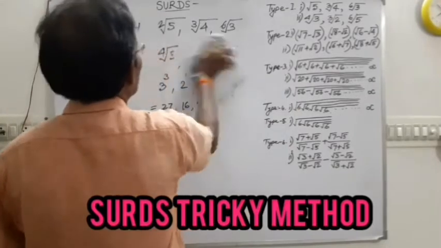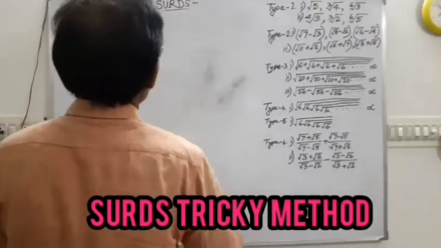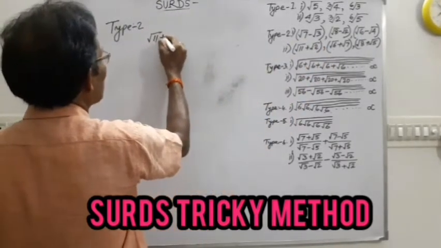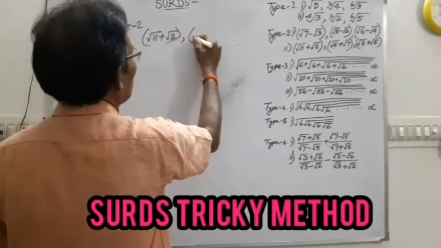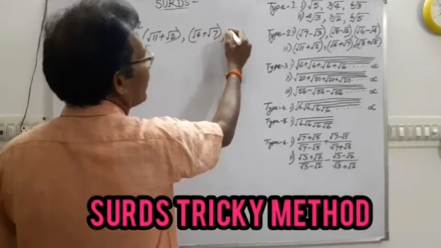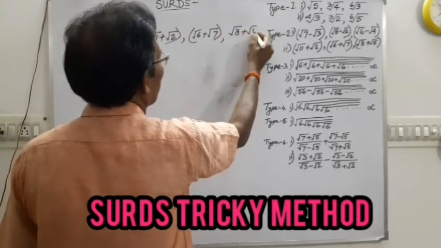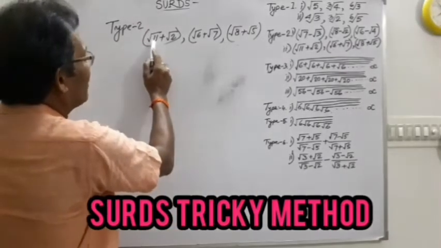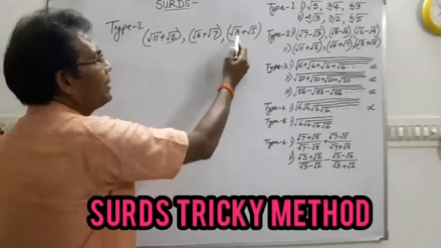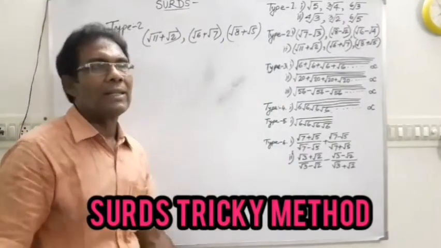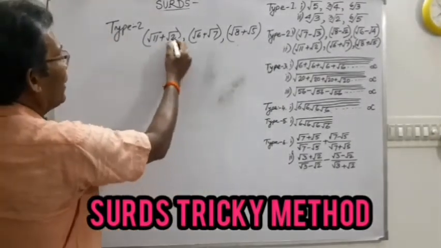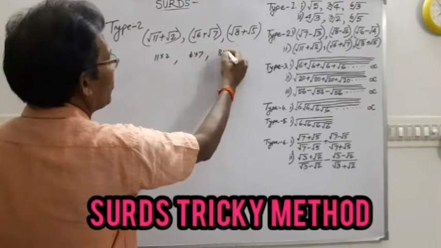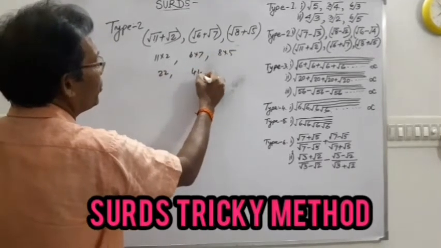Now type 2. Type 2 is root 11 plus root 2, root 6 plus root 7, and root 8 plus root 5. The significance of this type of sum is the addition: 11 and 2 is 13, 6 and 7 is 13, 8 plus 5 is 13. In this case, the tricky method is only the multiplication: 11 into 2, 6 into 7, 8 into 5, that is 22, 42 and 40.